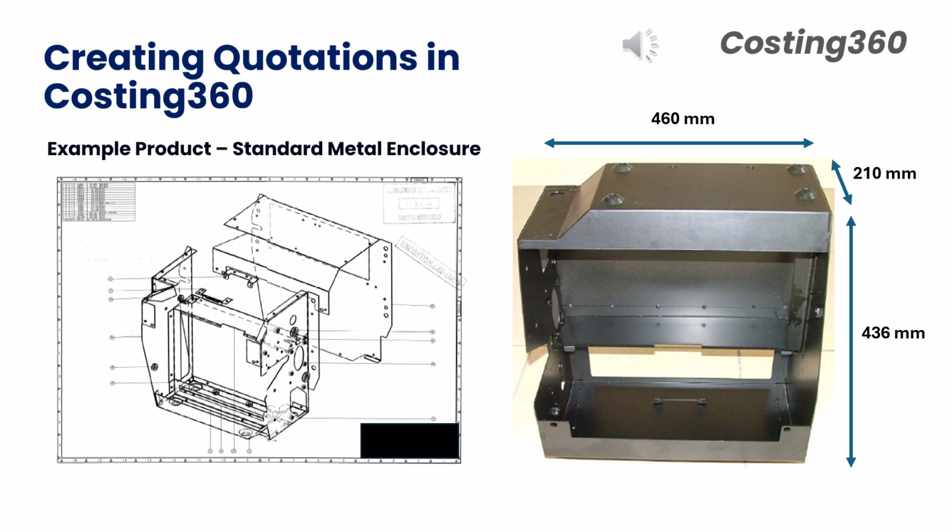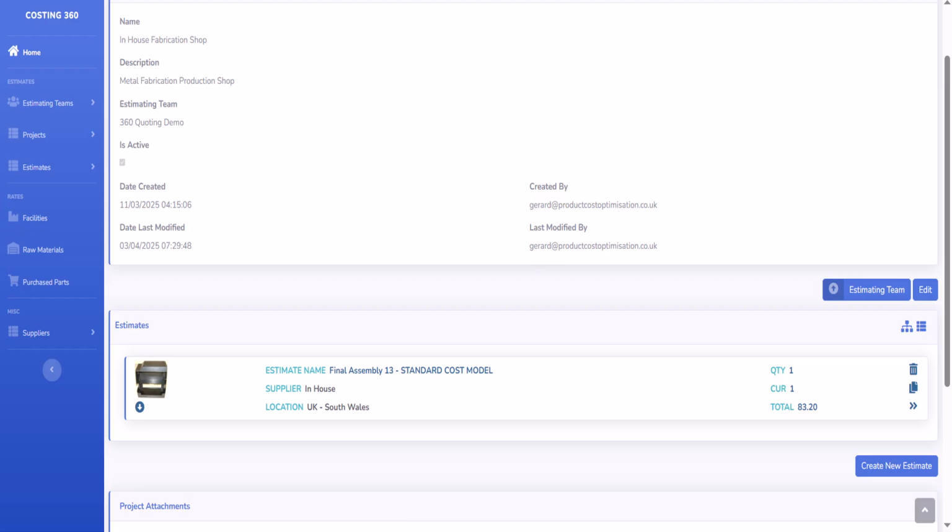Our first task is to create the cost of this item in Costing360. For simplicity, we have already built the enclosure example in Costing360 as our cost model. The model is fully structured with costs against each component.